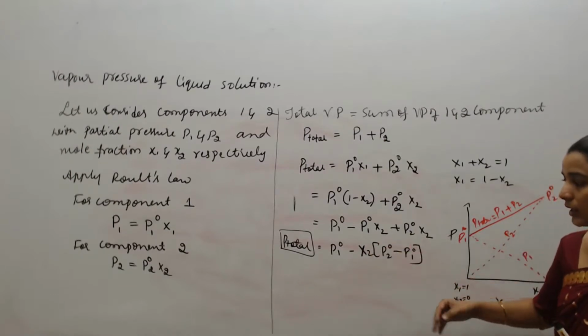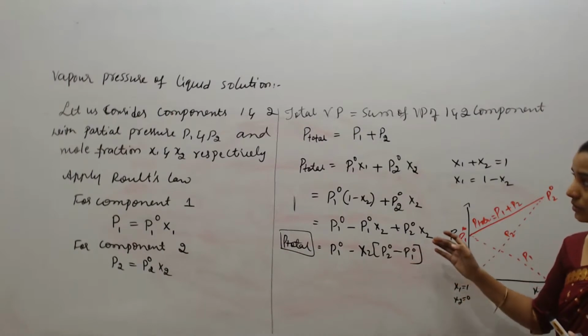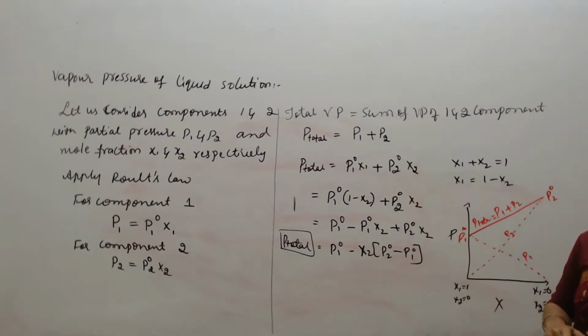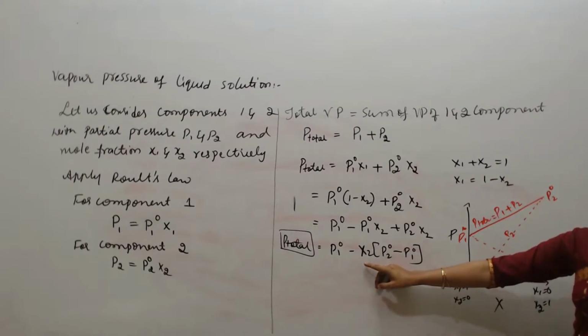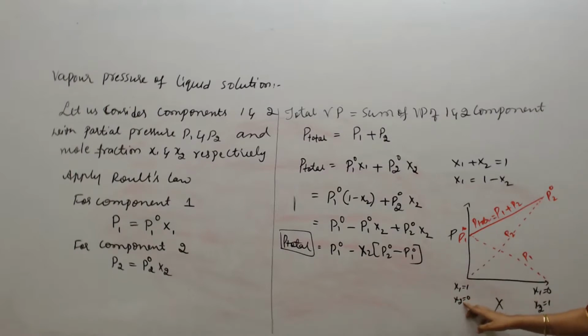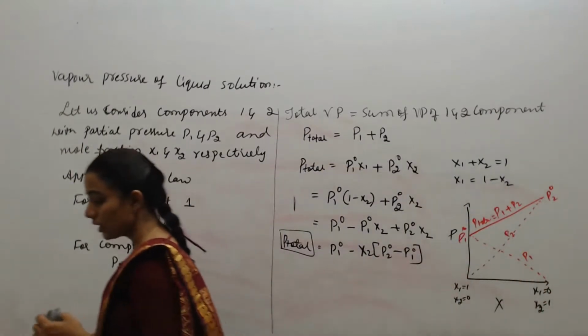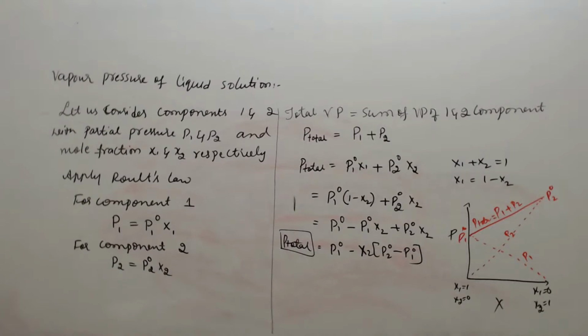If both are volatile, the partial pressure of one liquid is based on only the mole fraction of that component. Here x2 is 0 and changes to 1. Keeps on increasing means pressure also increases. As I told you, mole fraction increases, pressure increases. So this curve shows the vapor pressure of the liquid solution. So students, the P1, P2 versus mole fraction x1, x2 for a solution gives a linear plot.